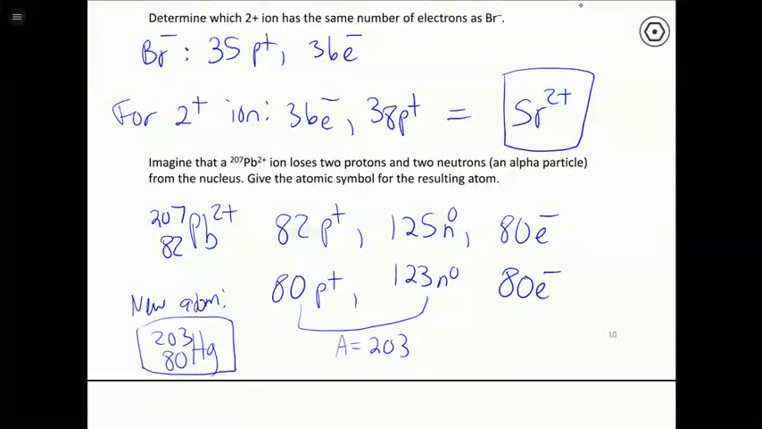We just start with our initial ion here. We lose 2 protons, we lose 2 neutrons, and we write the new symbol that corresponds to that resulting product.